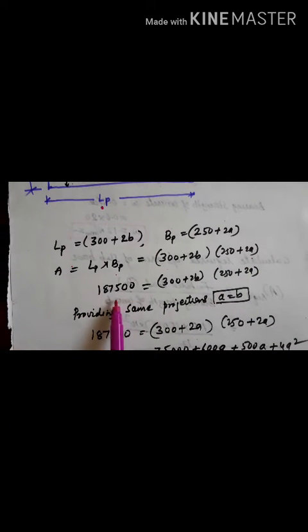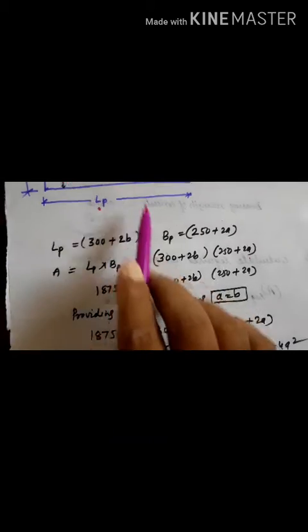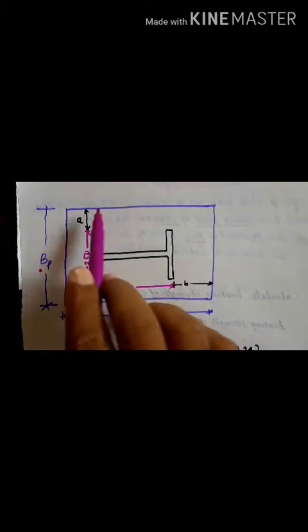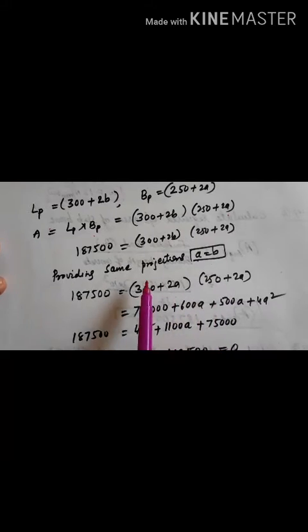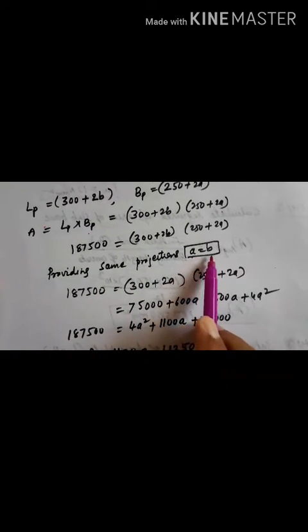Then you substitute here (300 plus 2B) into (250 plus 2A). Then whatever area you have already calculated, you substitute here. Then, assuming the same projections are to be provided here, just assume the projections are the same, for the calculation purpose. A equal to B.